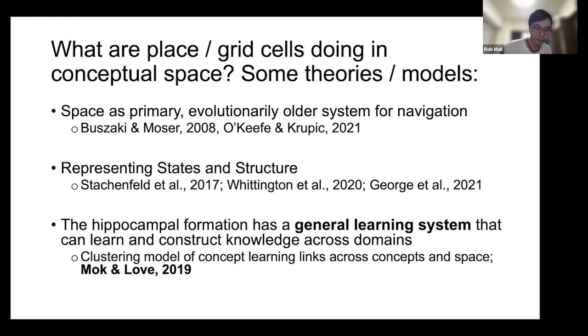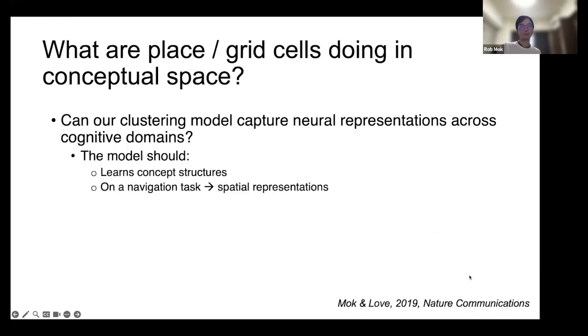Not unrelated, we propose that the hippocampal formation is a general learning system that can learn and construct knowledge across domains. This is what our paper in 2019 claimed, that we had a model that could think across these two domains. So the idea is that if the model is such a domain general model, it should be able to learn both concept structures and, on a navigation task, do spatial representations.